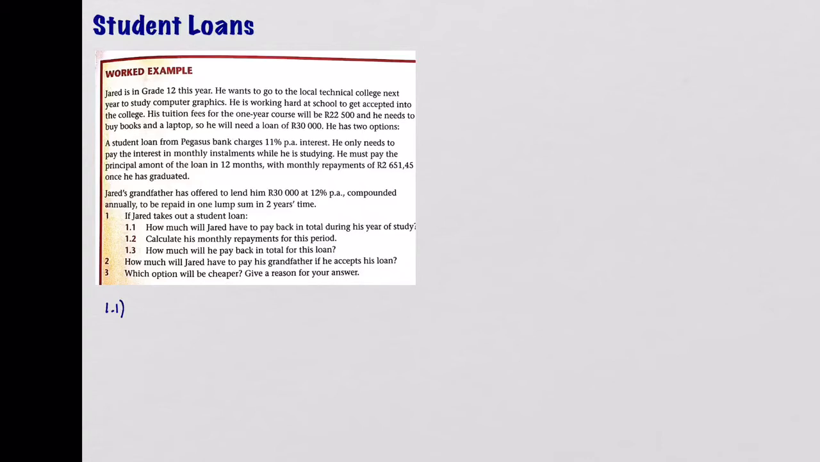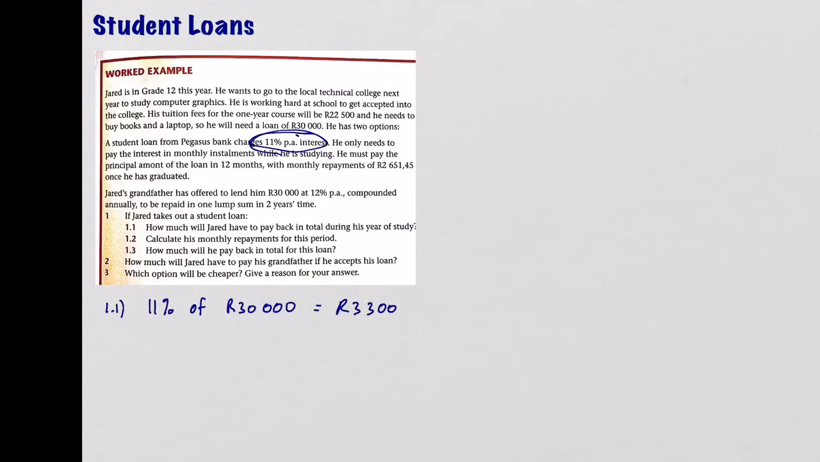If Jared takes out a student loan, how much will Jared have to pay back in total during his year of study? Now remember, the interest is 11% per annum. So he's got to pay 11% of 30,000 Rand per annum. So 11% of 30,000 Rand is equal to 3,300 Rand. So that's what he would have to pay in total by the end of the year.